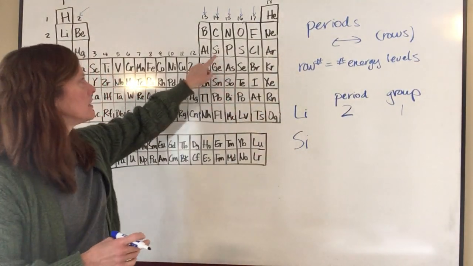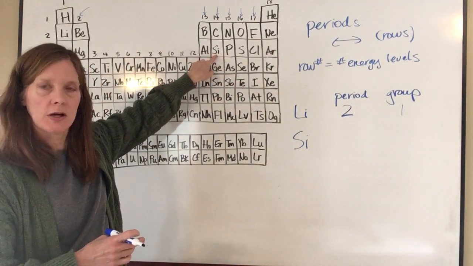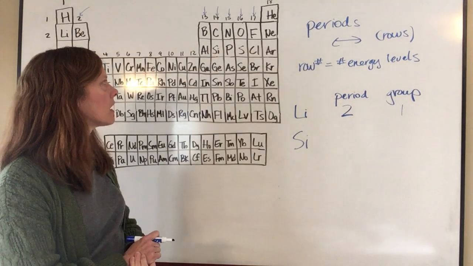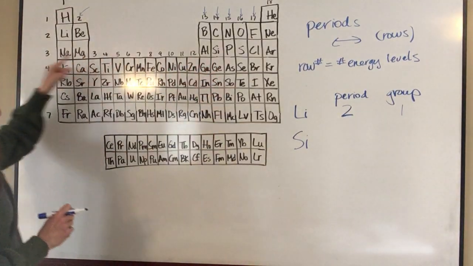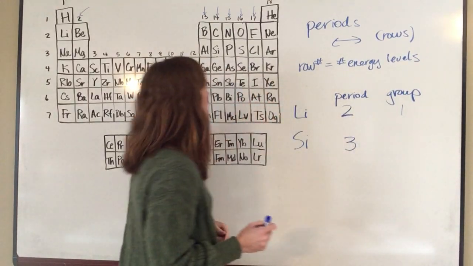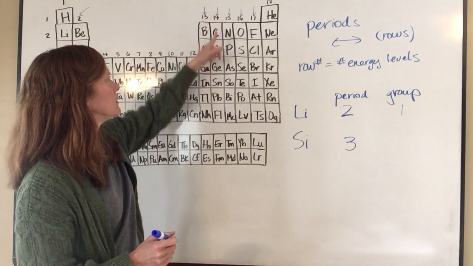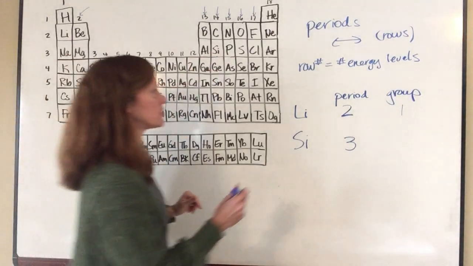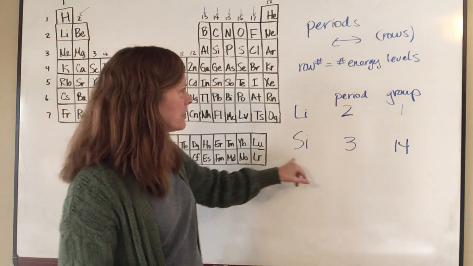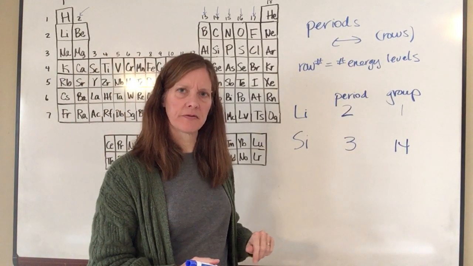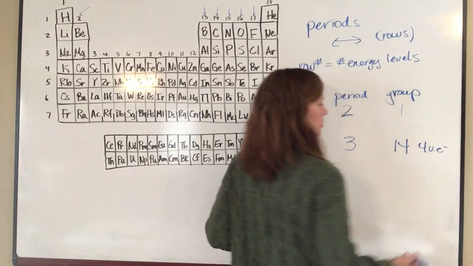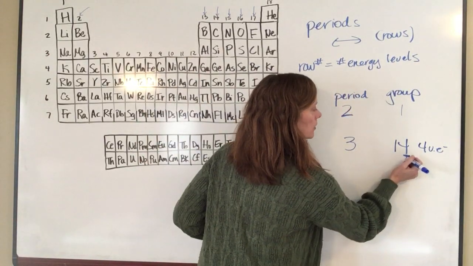Okay, so silicon is right here. You see it on your periodic table? What period and what group is silicon in? Well, silicon is in the 3rd row, so that means it's in period 3. Silicon is in the 14th column, so that means it's group 14. How many valence electrons does silicon have? If you said 4, you're right. It's got 4 valence electrons because of this 4 right here.